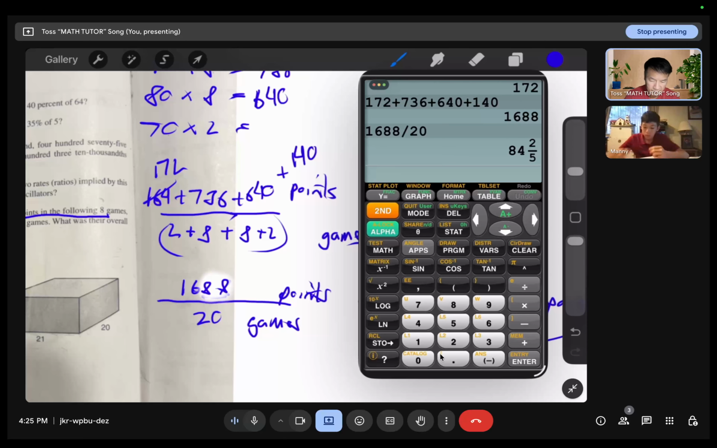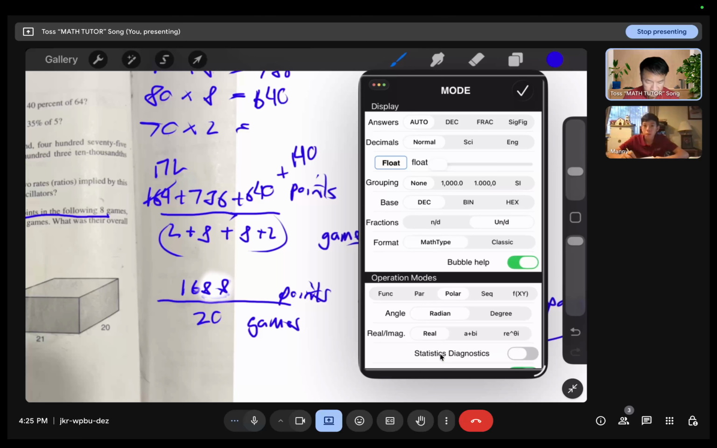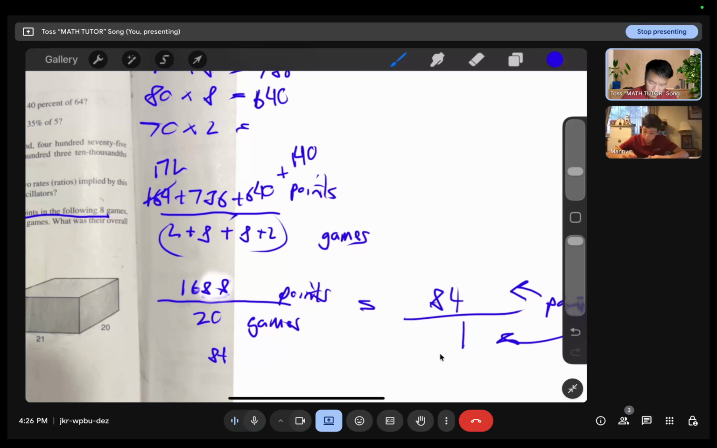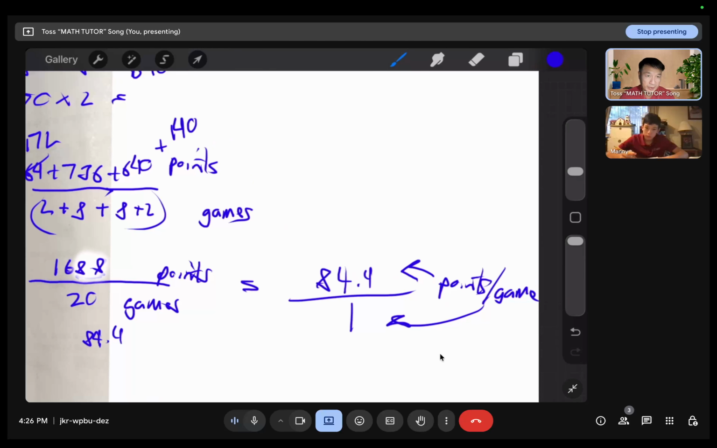Okay, let me get a decimal form out of that. So it's 84.4. Okay, it's okay to have a decimal. So it's 84.4 points because it has to do with points. Is that okay? You can have decimal points.